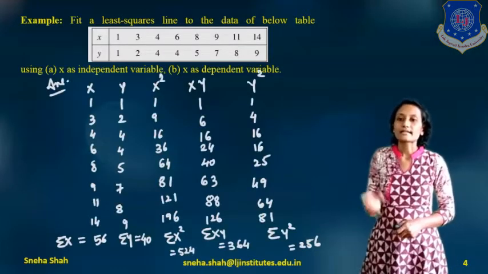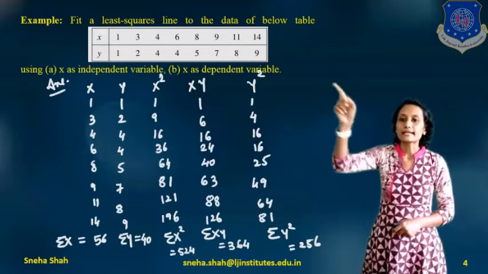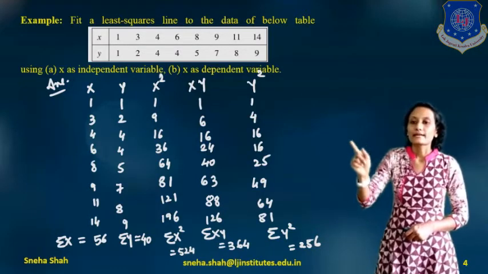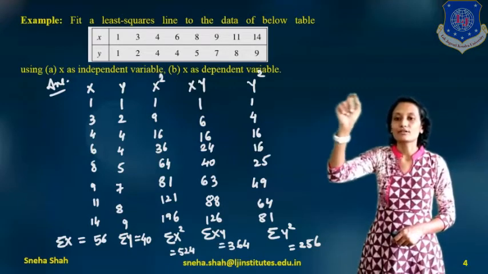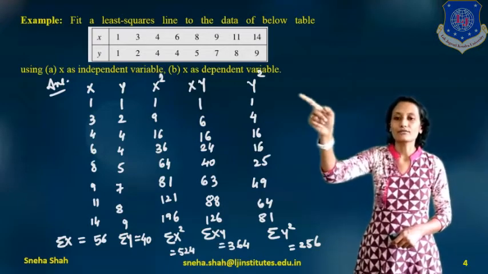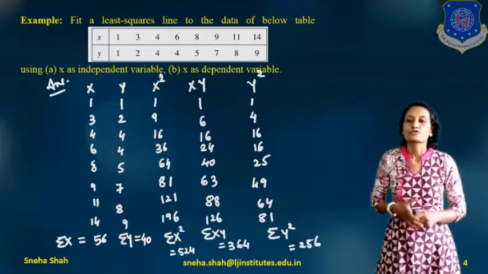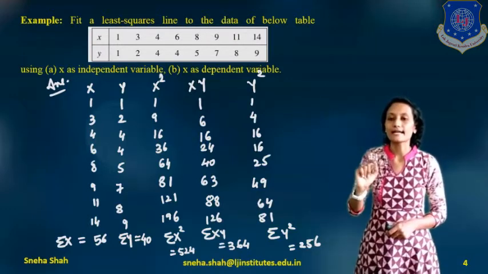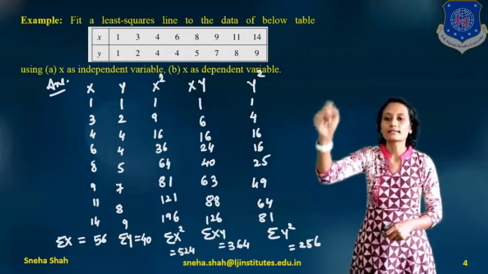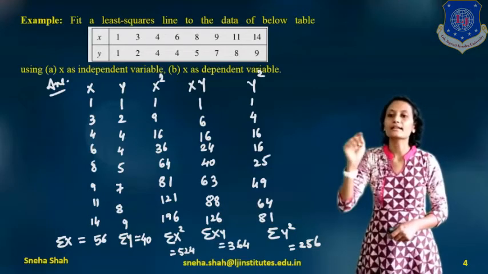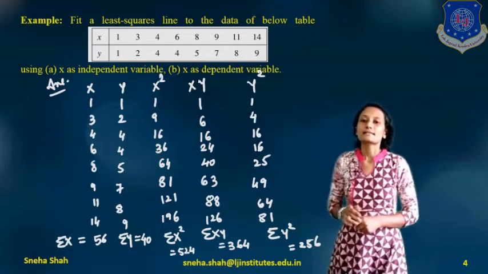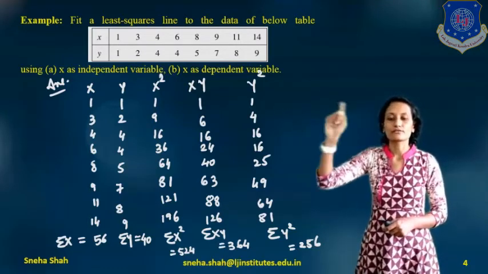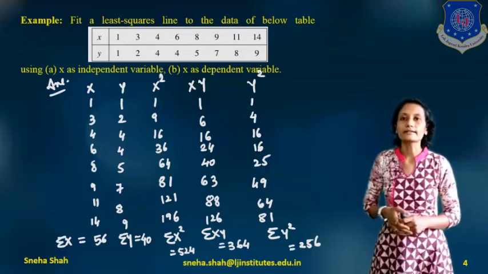Starting with this, we take x and y in the column table. Then we find the value of x square, then the value of xy, and then the value of y square. What will be the value of x square? x equals 1, 3, 4, 6, 8. So 1 square will be 1, 3 square equals 9. Likewise, we find all the other values. Similarly, we find the value of y square as 1 square equals 1, 2 square equals 4. Likewise, we find all the other terms.